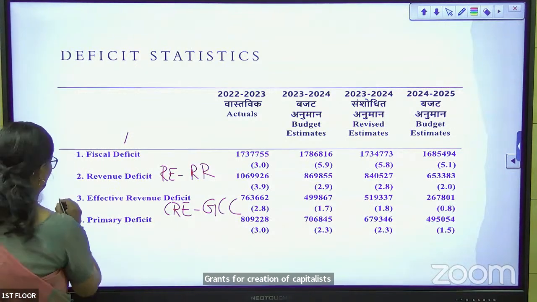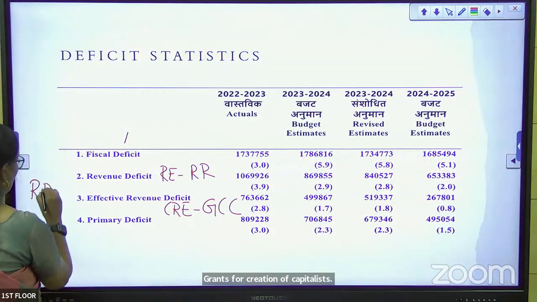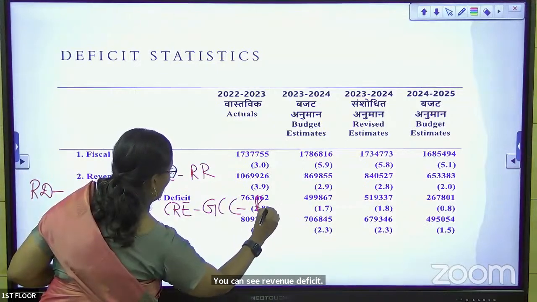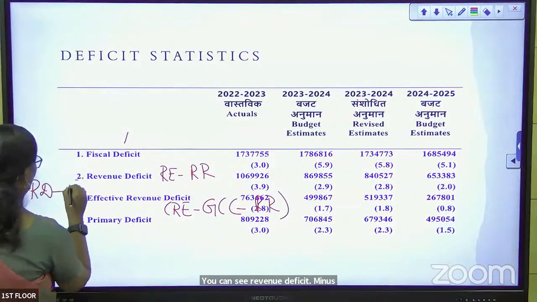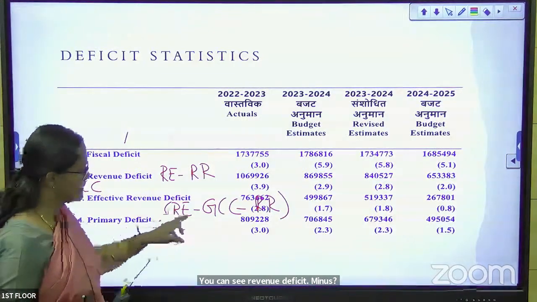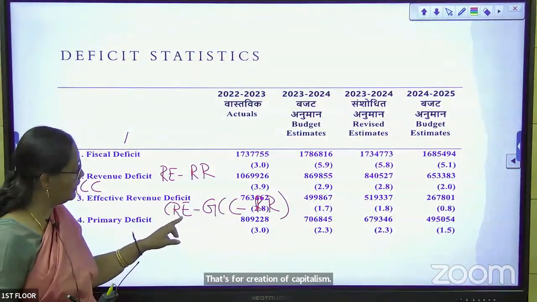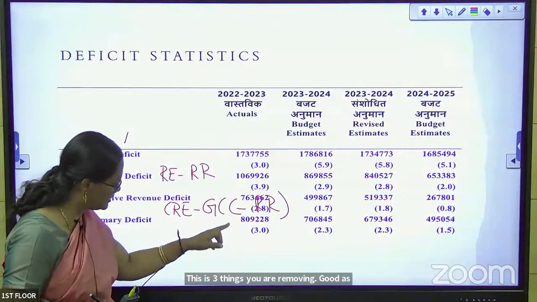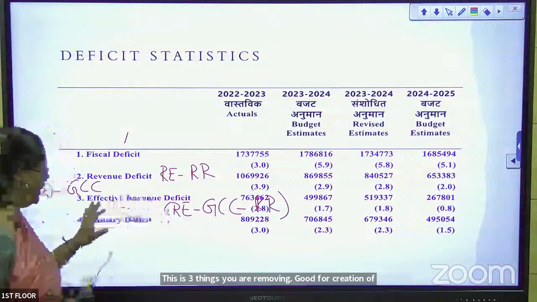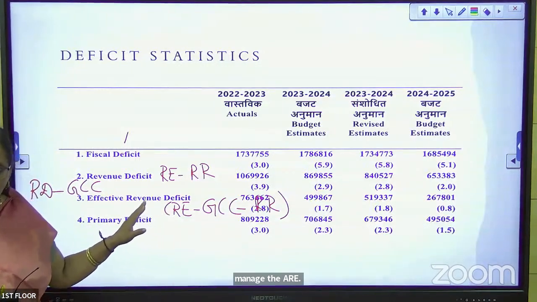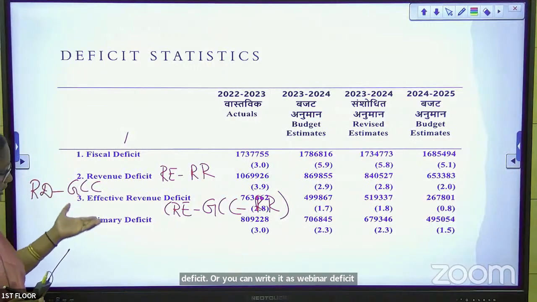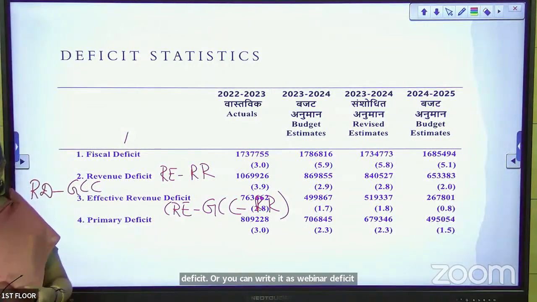Or you can say revenue deficit minus grants for creation of capital assets. This is 3 things. You are removing grants for creation of capital assets out of the RE, and also you have to minus the RR, so that finally you will arrive at the effective revenue deficit. Or you can write it as revenue deficit minus grants for creation of capital assets.